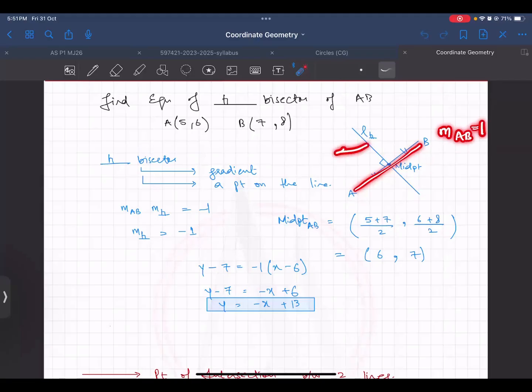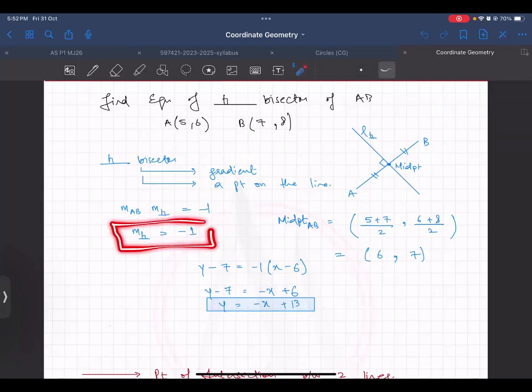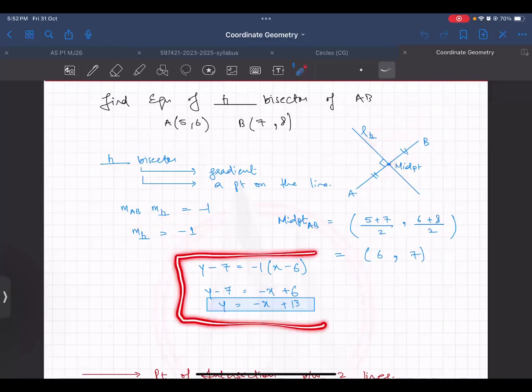So the gradient of the perpendicular would be -1, negative reciprocal, right? So multiply by -1, and then upside down. So -1 upon 1. So now you have the gradient of this line as well, and you have the point as well. So you would use these two things and find the equation. y equals minus x plus 13.